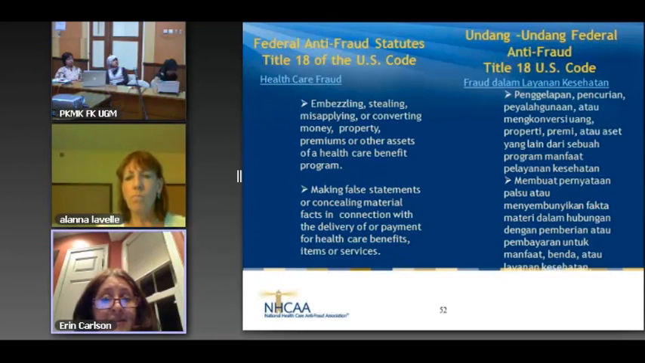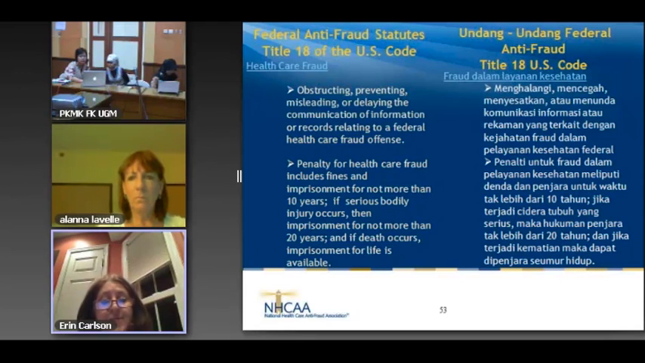And it acts as embezzling, stealing, any type of fraud that you might be able to commit against the federal government. It expands that out to the private insurers as well. And these are some examples.